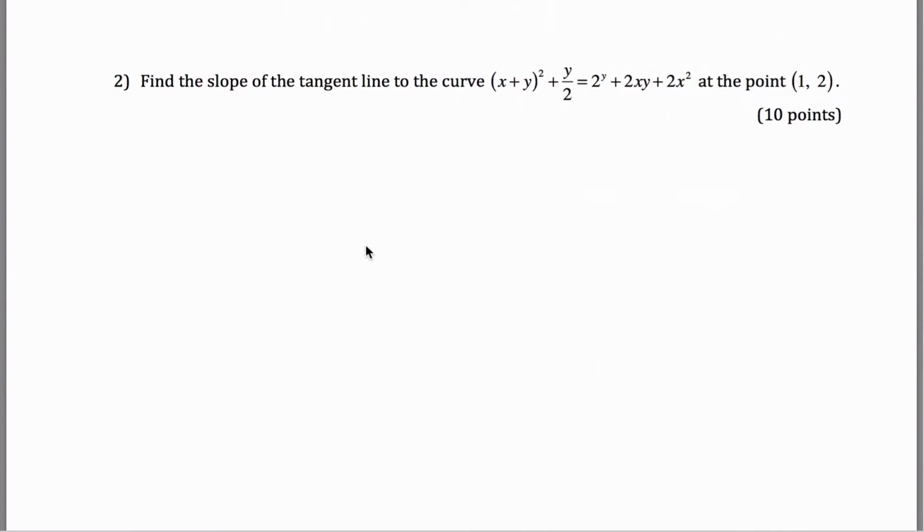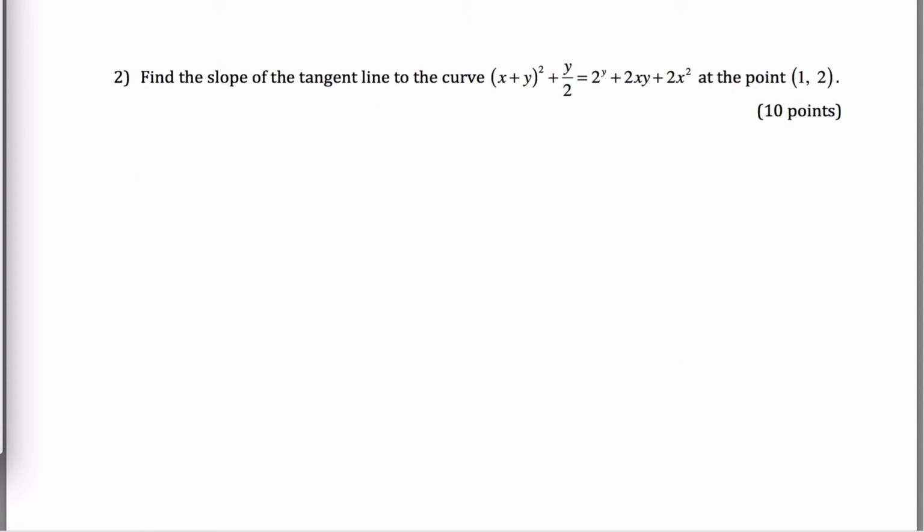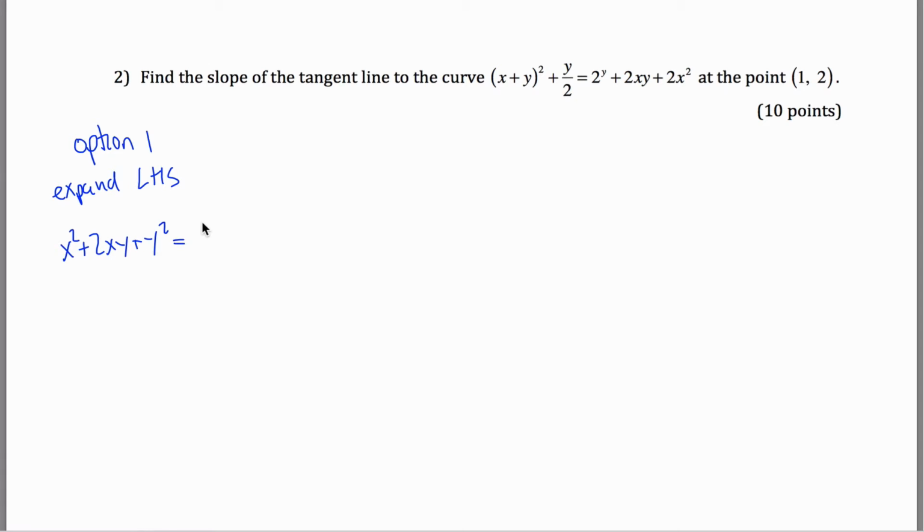Whew. And then if you finally get through that, you turn it over and you see this mess, you say, oh man, implicit differentiation, I got this equation, and I want to find the slope of the tangent line. Got a couple options here. Option 1, if you expand the left-hand side, you'll get x squared plus 2xy plus y squared is equal to y over 2 plus y over 2. Equals 2 to the y power plus 2xy plus 2x squared.